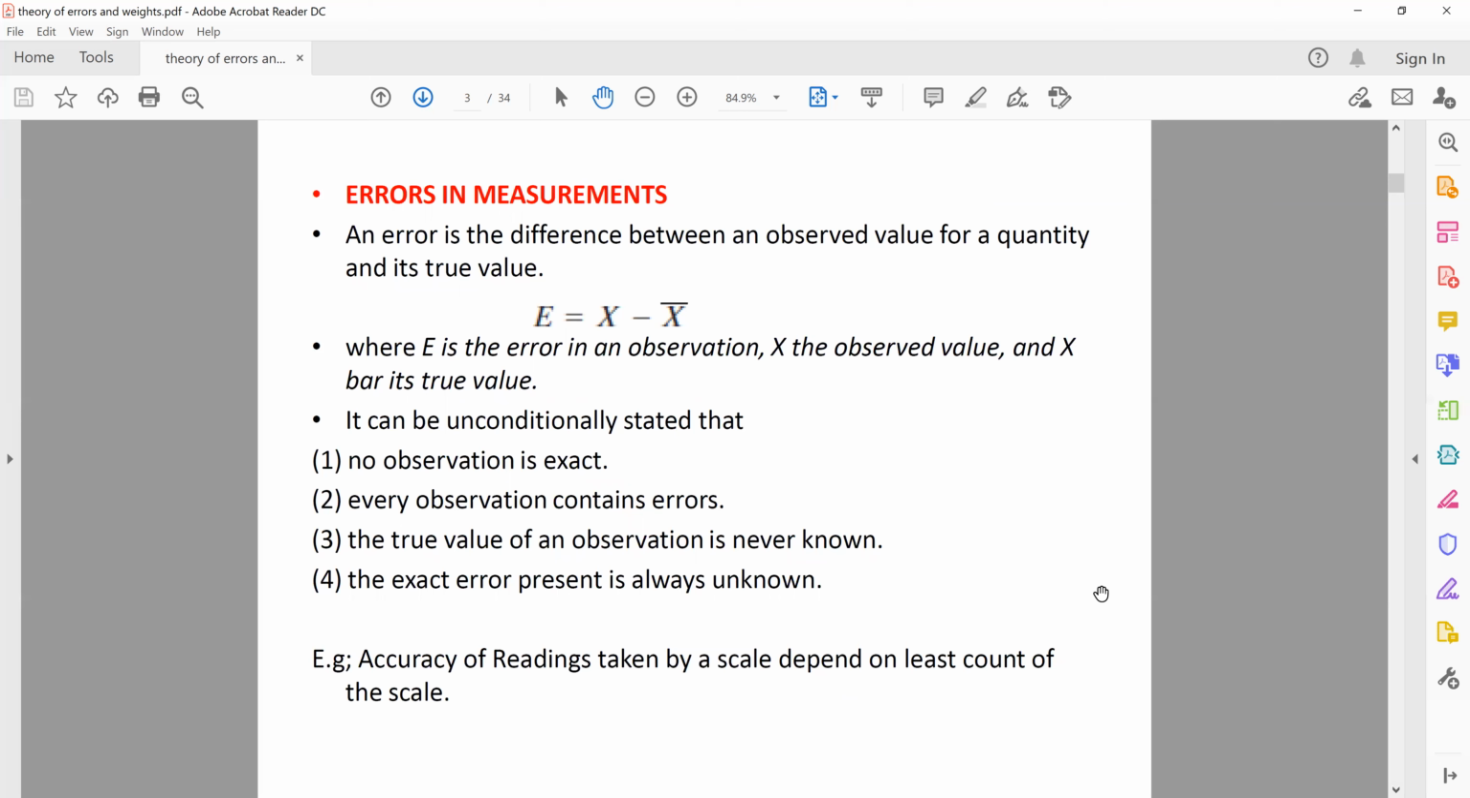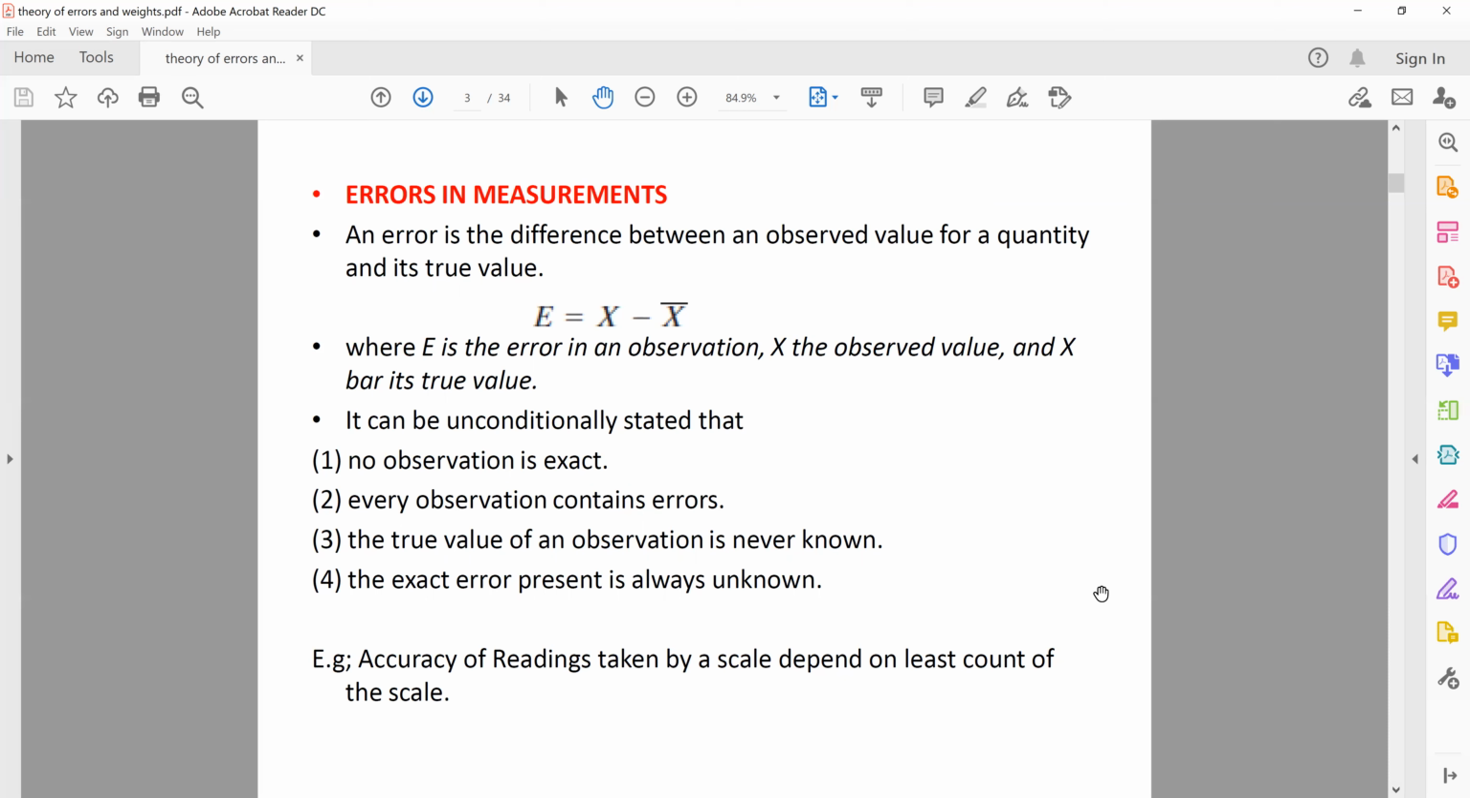So what is an error? Error is the difference between a true value and the observed value. So let's say there's a distance between 2 points and it's supposed to be 30 meters and you measure it as 29 meters. So your error would be 1 meter. But that's the most general equation of an error, the true value and its difference from the observed value.